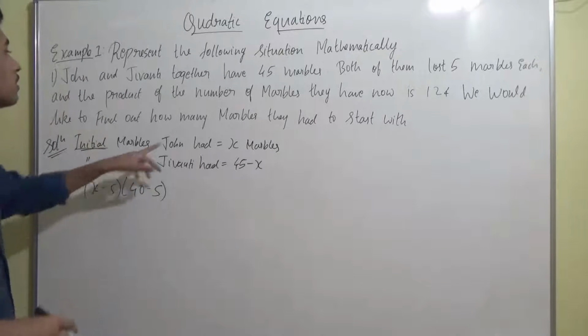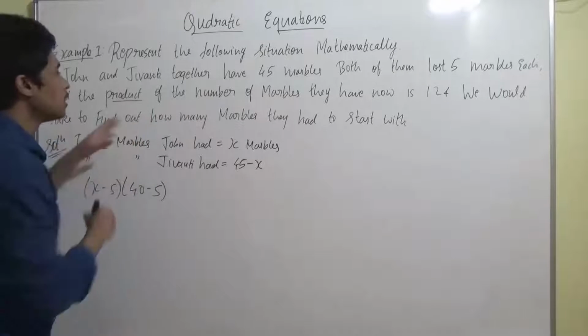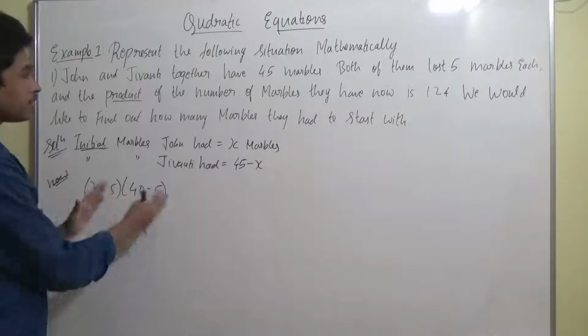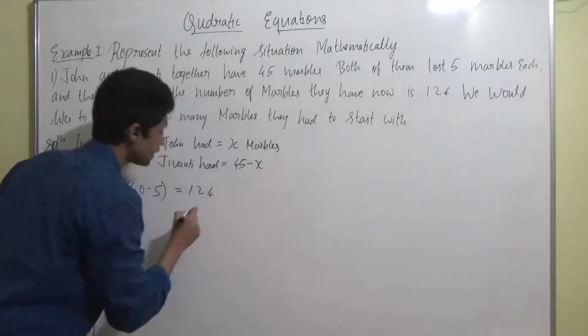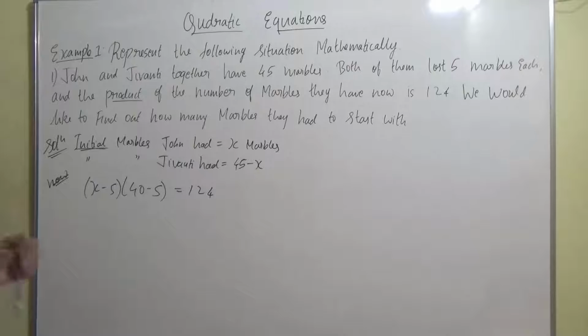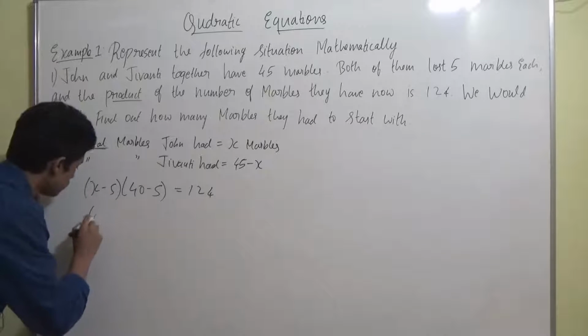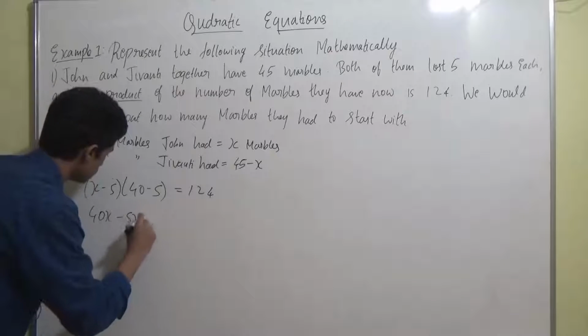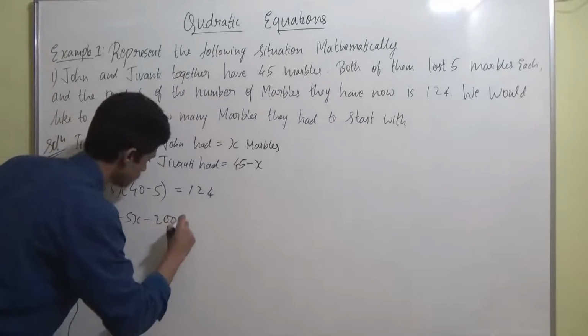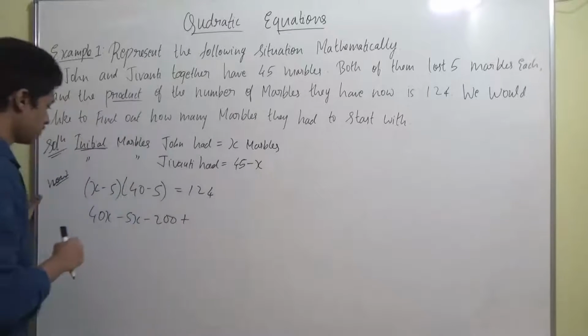Getting it, guys? Now they have used the word product of the numbers of marbles they have now, which is 124. Getting it, guys? How we are formulating it? So it's very easy actually. We would like to find how many marbles they had to start with. Okay guys, now we'll start expanding this. This becomes 40x, and this becomes minus 5x minus 200 plus 25.